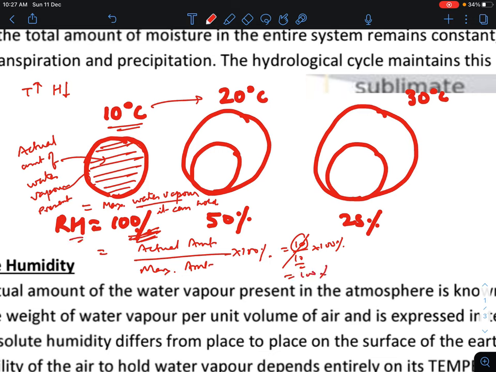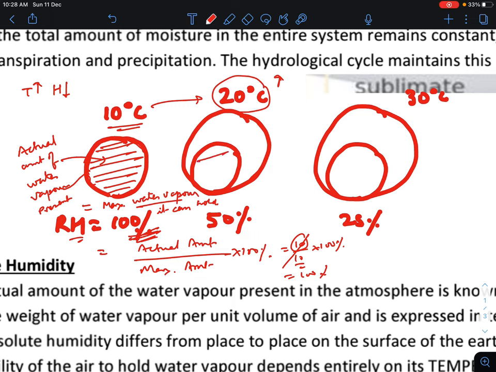100%. Okay, now we have taken this volume and we are going to increase the temperature from 10 degrees Celsius to 20 degrees Celsius. What is going to happen? This volume here is going to increase. Why? Because due to the increase in temperature, the intermolecular space between the air molecules is going to increase. So this volume is going to increase, because of the increase in temperature.